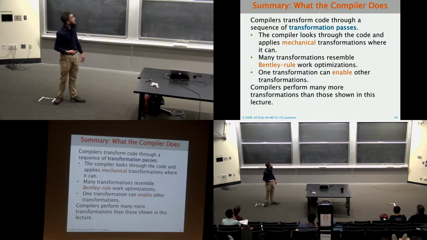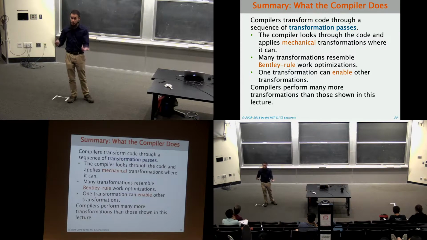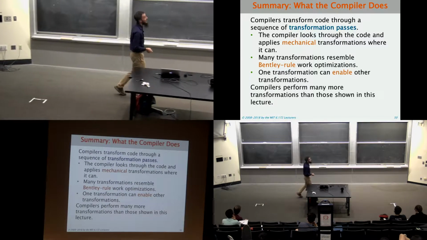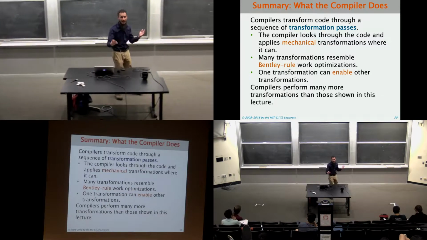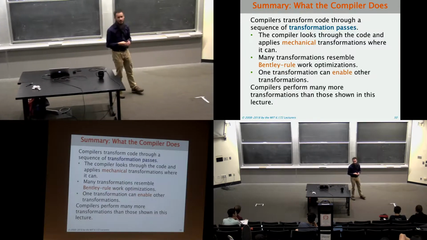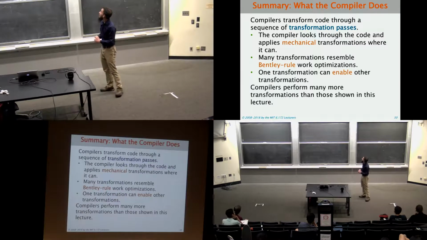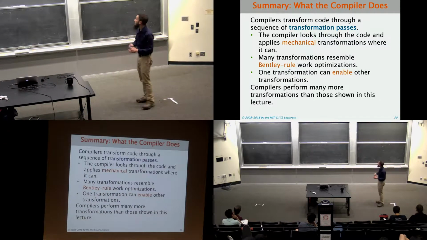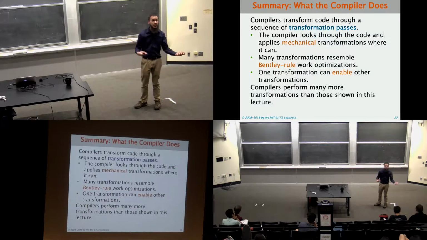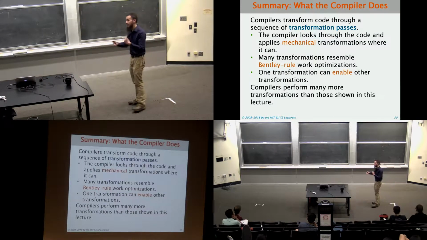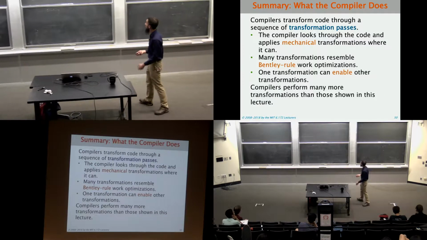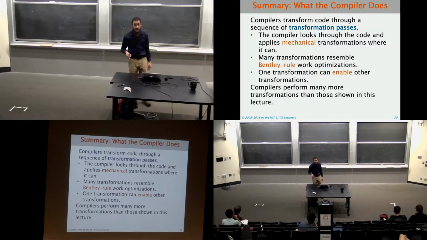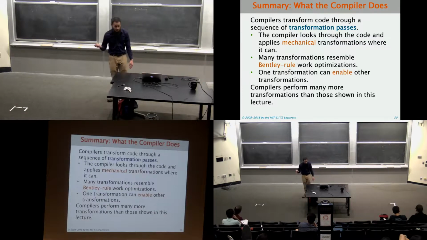Replace things that live in memory with things that just live in registers. A lot of the transformations resemble Bentley rule work optimizations that you've seen in lecture 2. So as you're studying for your upcoming quiz, you can kind of get 2 for 1 by looking at those Bentley rule optimizations. And one transformation pass, in particular function inlining, was a good example of this. One transformation can enable other transformations, and those together can compound to give you fast code. In general, compilers perform a lot more transformations than just the ones that we saw today, but there are things that the compiler can't do.